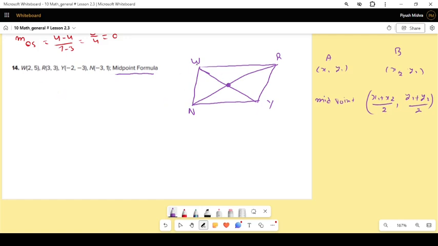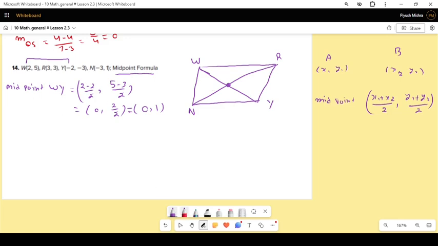Firstly, I will find the midpoint for WY. W is here, Y is here. So I will write the midpoint of WY. It is x1 plus x2 by 2, so 2 minus 2 by 2, comma, y1 plus y2, so 5 minus 3 by 2. Further solving it, it will give you 0 and 2 by 2. Altogether it will give you 0 comma 1. So I have got the midpoint for this one is 0 comma 1.